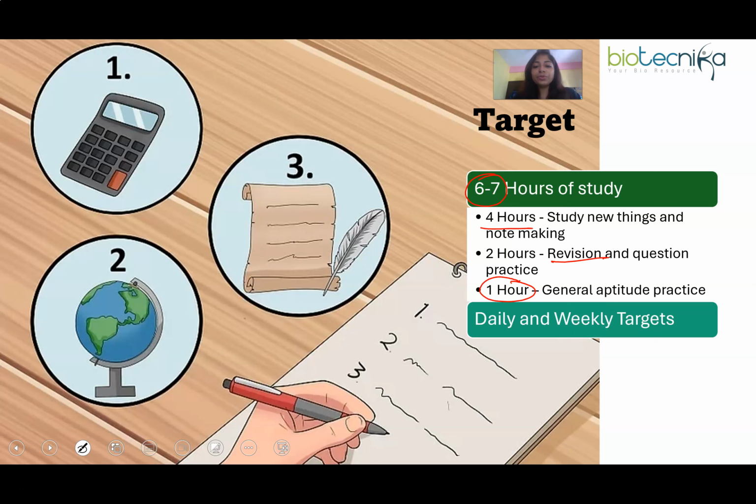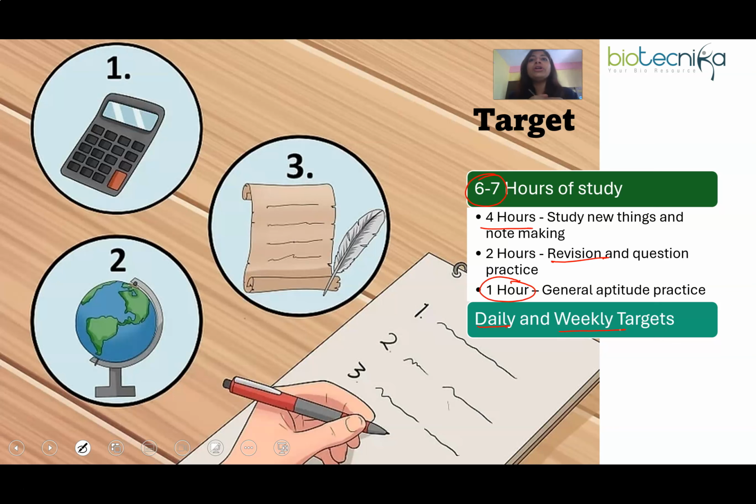And next thing should be that always set daily and weekly targets. And when you are setting a target, always reward yourself when you achieve those targets. So when you keep rewarding yourself.